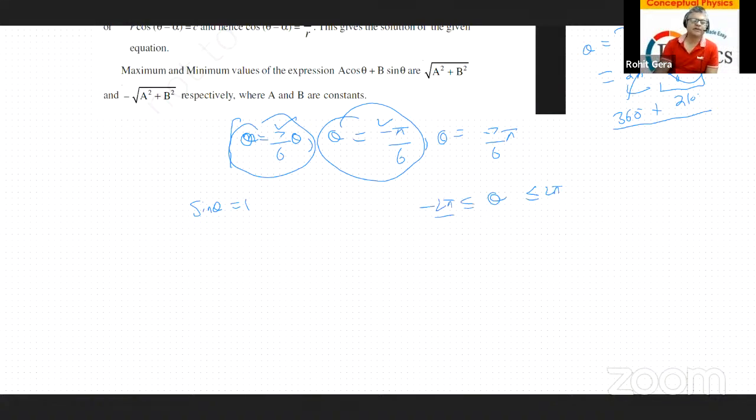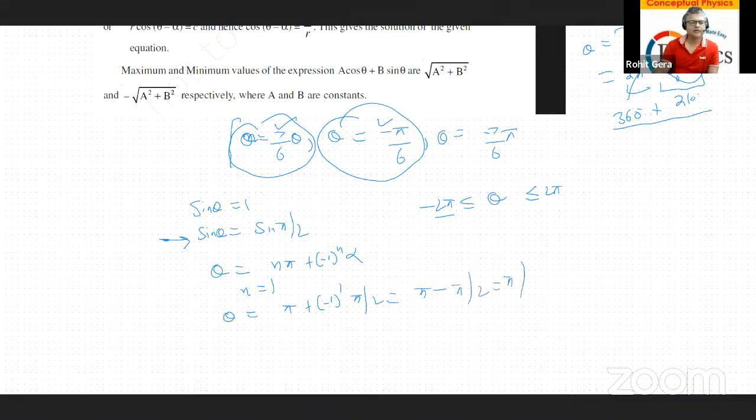Where will this be? What theta? So sin theta is equal to sin pi by 2. So theta is equal to n pi plus -1 raised to alpha. This is the general rule. I am putting n as 1 in this. n is equal to 1, theta is equal to pi plus -1 raised to power 1 into pi by 2, is equal to pi minus pi by 2. We already have this. Yes, sir. Nothing new came out of this.